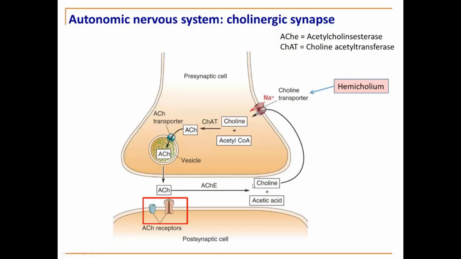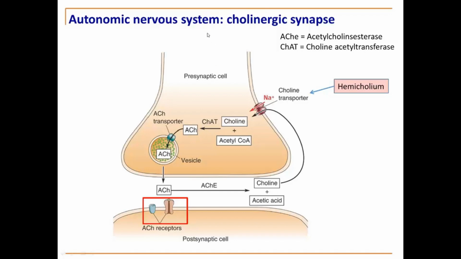So the first one is hemicholinium. As you can see from where I'm pointing, it acts on the choline transporter, blocking the reuptake of choline. By doing this, it reduces the amount of choline that is available within the presynaptic cell to make more acetylcholine, and therefore you're reducing the amount of acetylcholine in the presynaptic neuron.